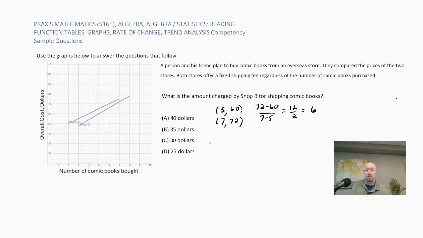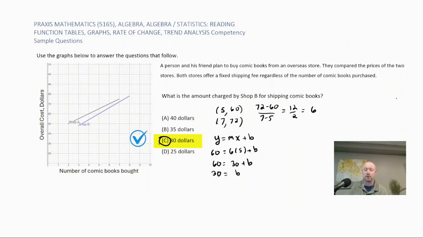So now we're going to use y equals mx plus b. We're going to plug in a point. I'm going to use 60 for y, my slope, 6, and 5 for x. So I would get 60 equals 30 plus b, and if I solve for b, I would get 30 as the y-intercept, which represents the shipping cost of $30, choice C.